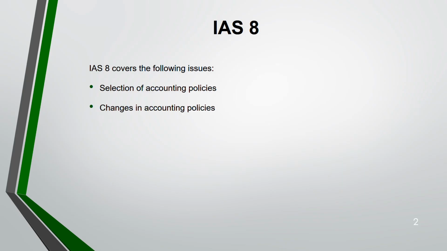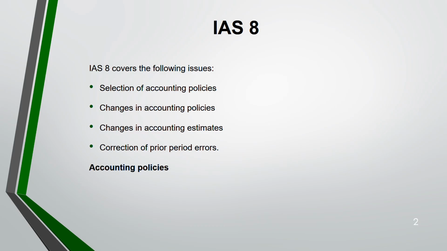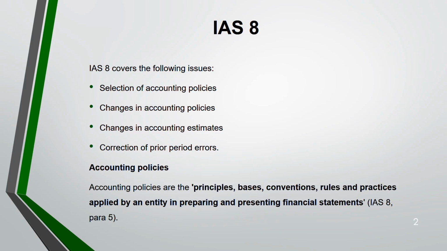So let us go through IAS 8. IAS 8 covers selection of accounting policy, changes in accounting policy, changes in accounting estimate, and correction of prior period error. Now, first let's deal with accounting policies. Accounting policies are the principles, conventions and rules applied by an entity in preparing and presenting financial statements. For example, you have an accounting policy to go by the cost model or fair value model. That's an accounting policy under IAS 16, IAS 38, IAS 40.